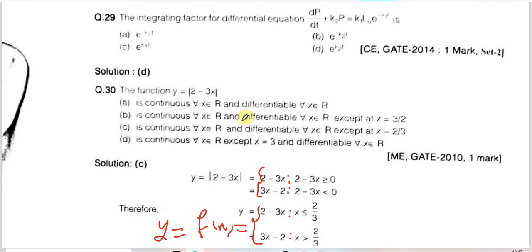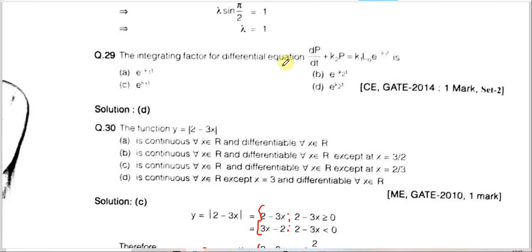Now come to the next question. Integrating factor of the differential equation. This we have studied in differential equations: if the equation is like dy by dx plus some function of x into y, then the integrating factor is e to the power of the integral of that function into dx. So if k is constant, it will be e to the power k into t.